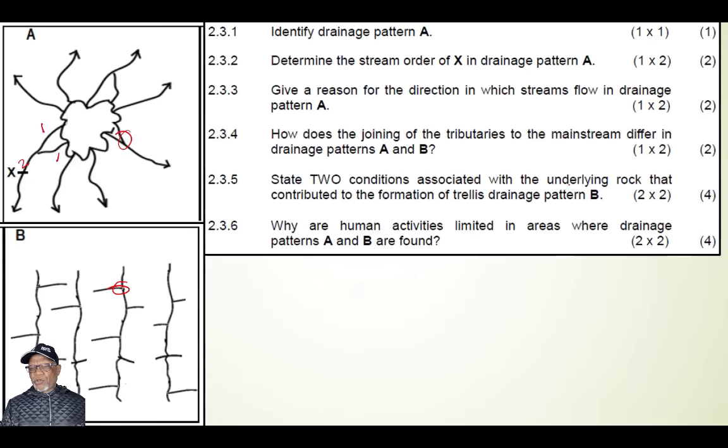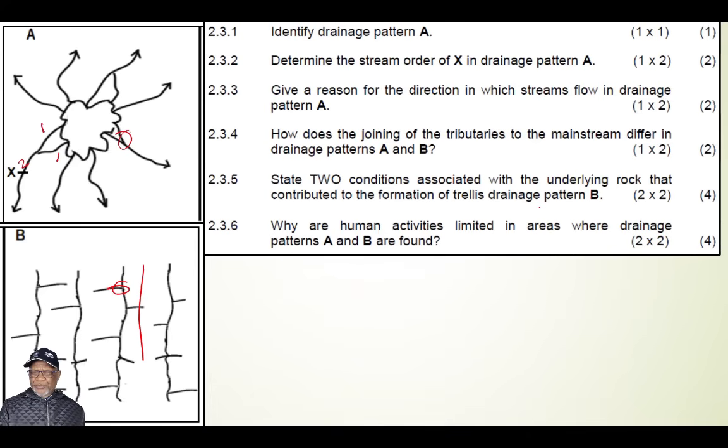State two conditions associated with the underlying rock that contribute to the formation of trellis pattern. Number one, it is alternating soft and hard rock. That is the first one. And the second one, it is where you have inclined strata.